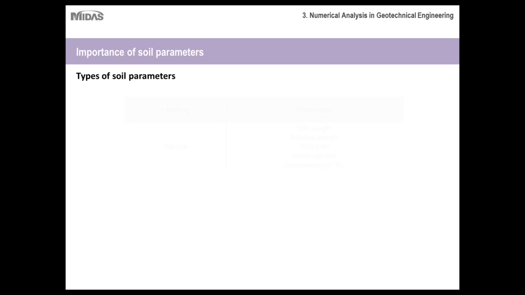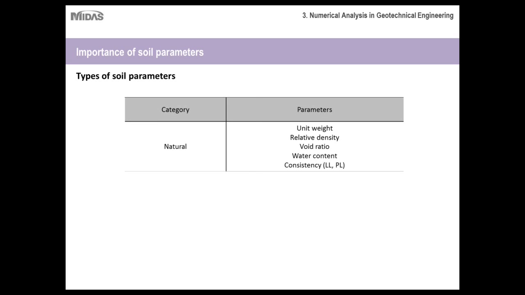So, types of soil parameters. First, let's talk about natural soil parameters. Parameters such as unit weight, relative density, void ratio, water content, consistency, liquid limit, plastic limit. These are all parameters that you should be familiar with, and you should have all these parameters ready for you when you create your numerical model. And these parameters are essentially used for all types of geotechnical analysis.